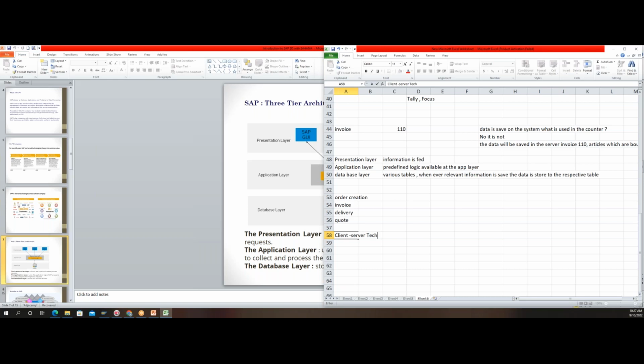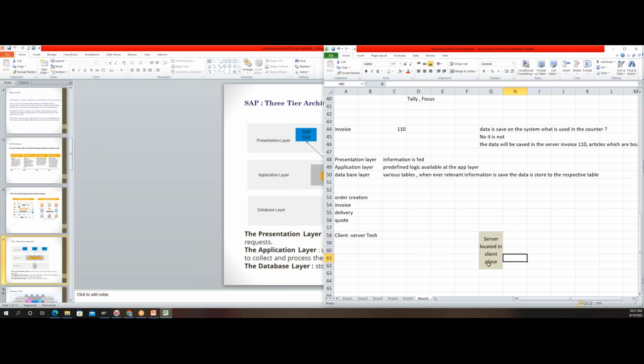Now, what is this client server technology? Client server technology is nothing but you may have a specific client, you may have a specific server located in the client's place.